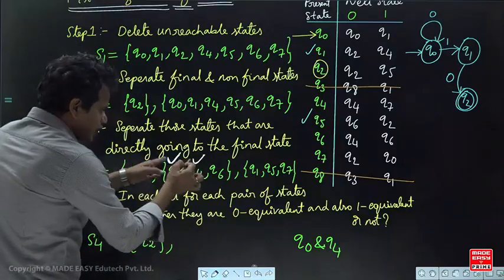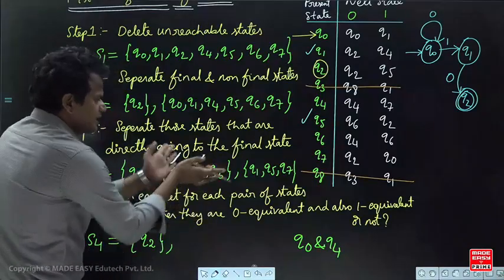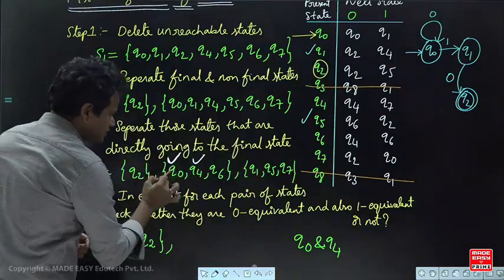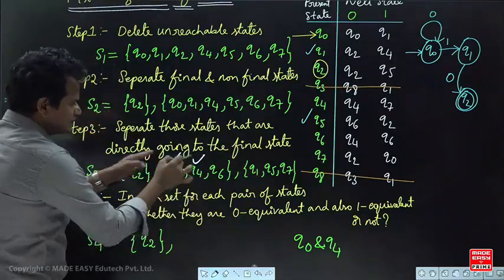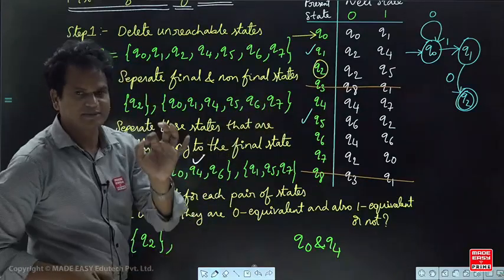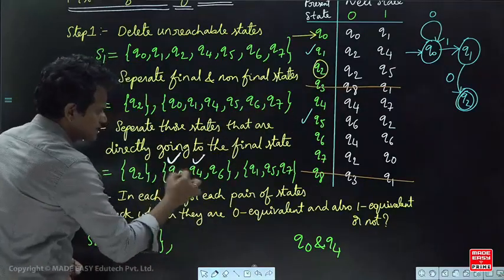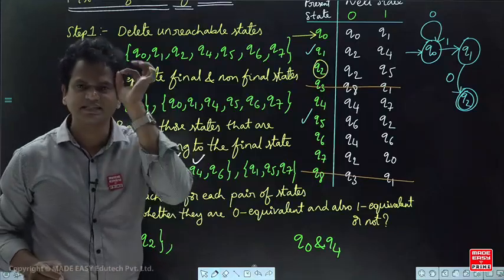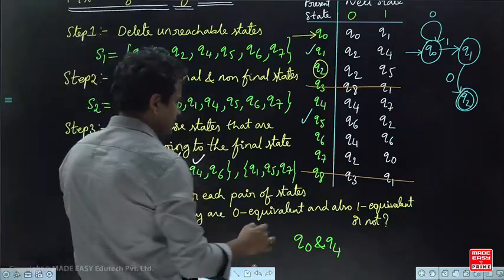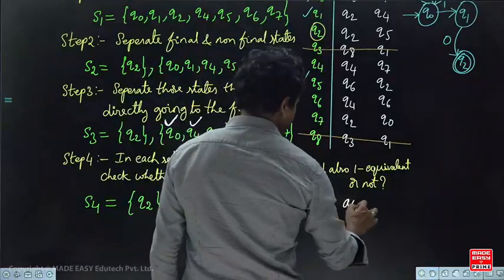Are the outputs in the same set or in different sets? One output is Q0, the other output is Q4. Are these two outputs in the same set or in different sets? In the same set. Q0 and Q4 are in the same set. If the outputs are in the same set, we say they are zero equivalent.